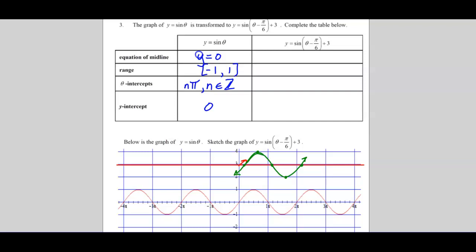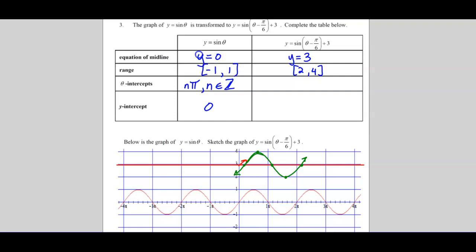Okay? So now, equation of the midline is y equals 3. The range, you can look at your graph, okay? It's from 2 to 4. Okay? From the equation, you don't need the graph. You don't have to graph it on your calculator. It's your midline plus the amplitude will give you your max. Your midline minus the amplitude will give you your min.